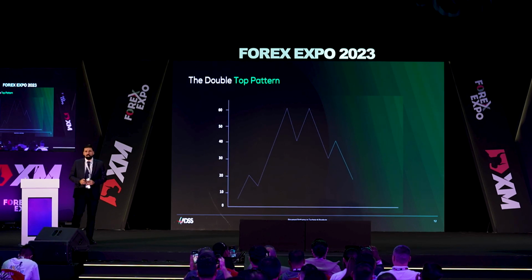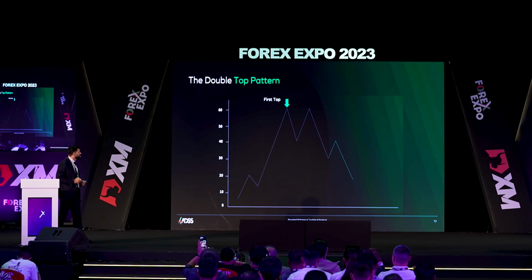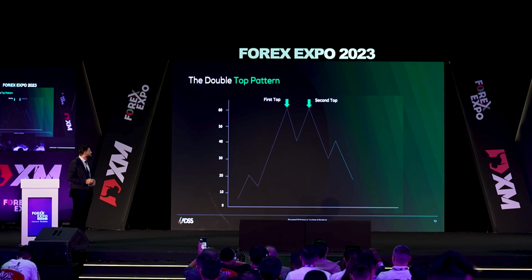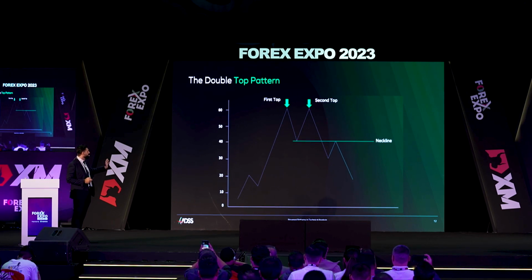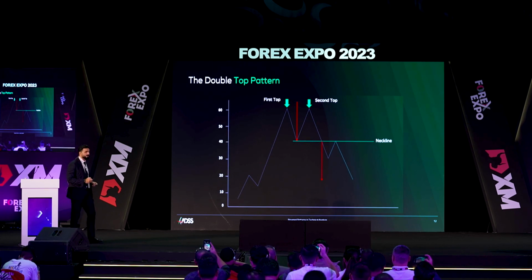Our following pattern is a double top. The double top also is a bearish pattern. We have an uptrend, we have the first top, and then the second top. And it's exactly the same, you know the drill. We draw the neckline, and then we measure the distance from the first top to the neckline and apply it from the breaking point.